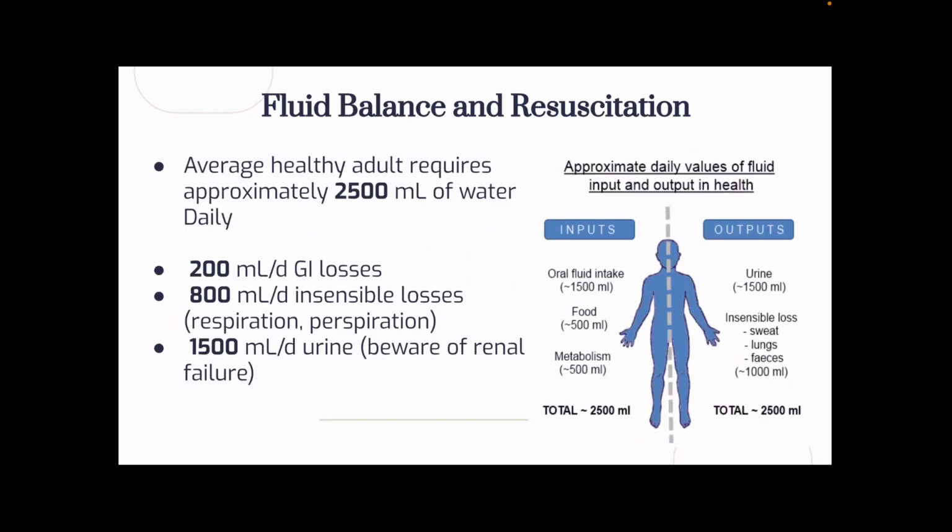An average healthy adult requires approximately 2,500 mL of water daily. Approximately a liter and a half you take from oral hydration. Even the food has about 500 of water. Metabolism gives you 500, so in total 2,500. And you lose approximately a liter and a half in urine, and the GI system you will lose 200, and in the respiration you lose 800, and it's all balanced. Whatever gets in gets out.